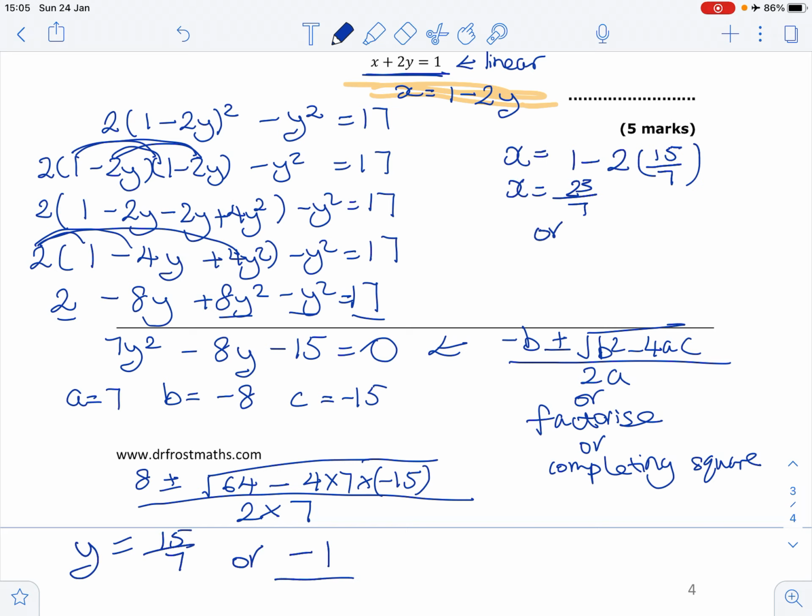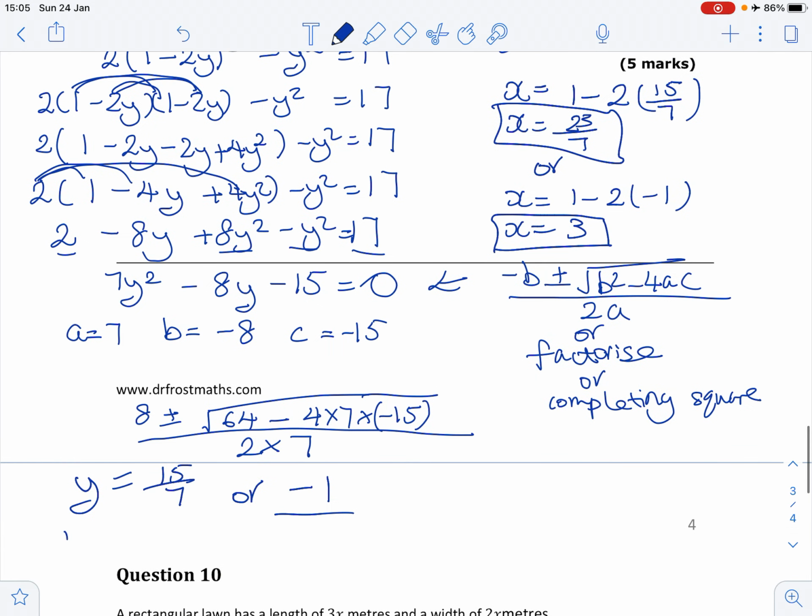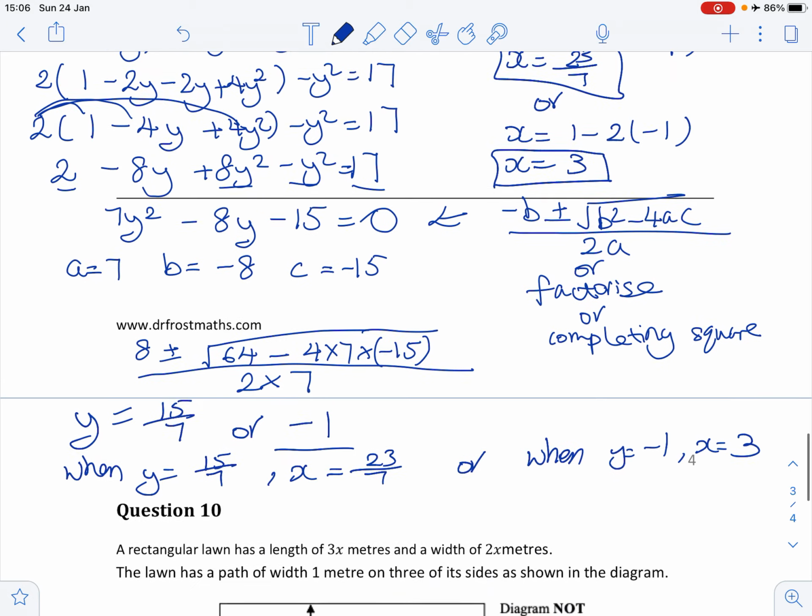Or we know y is minus 1, so we have x is equals to 1 minus 2 times minus 1. So x is equals to 3. So we have our solutions here. So you have to write, when y is equals to 15 over 7, x is equals to 23 over 7, or when y is equals to minus 1, x is equals to 3.